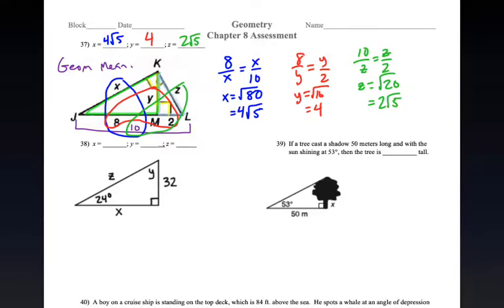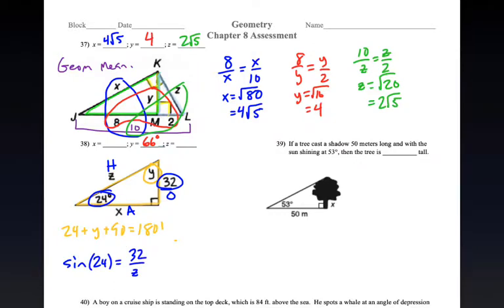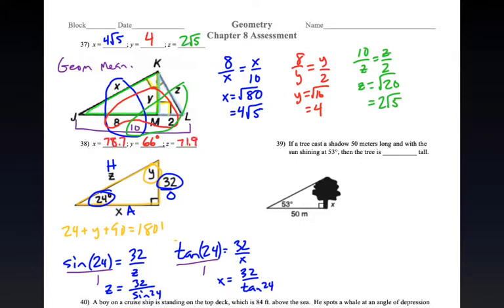Number 38, where am I? Yeah, 38. To solve for y, I know two angles within that triangle. We knew that, that's 66, no problem. From the perspective of 24, 32 is opposite, z is hypotenuse, x is adjacent. I just got to do two things. I got to say the sine of 22 equals 32 over z, and I need to say the tangent of 24 equals 32 over x. Switch the extremes on both those guys, type them into your calculators, we'll get our answers.